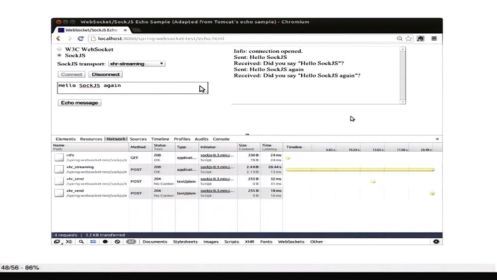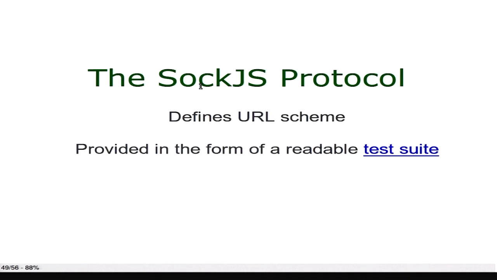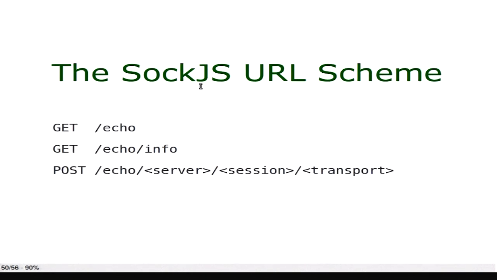Okay, so how does this actually work? The SockJS protocol defines a URL scheme, and the actual protocol is defined in the form of a readable test suite. There's a wide support for the SockJS protocol across languages, not just Java. And this is the SockJS URL scheme. We have, for example, a GET request for /echo. Echo is the top-level URL for the endpoint that we want to expose. So this is known as the greeting URL in SockJS.